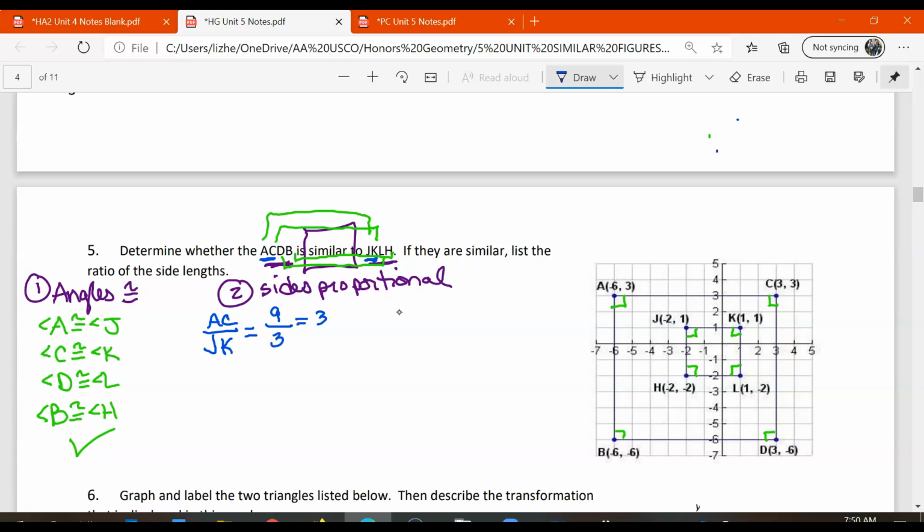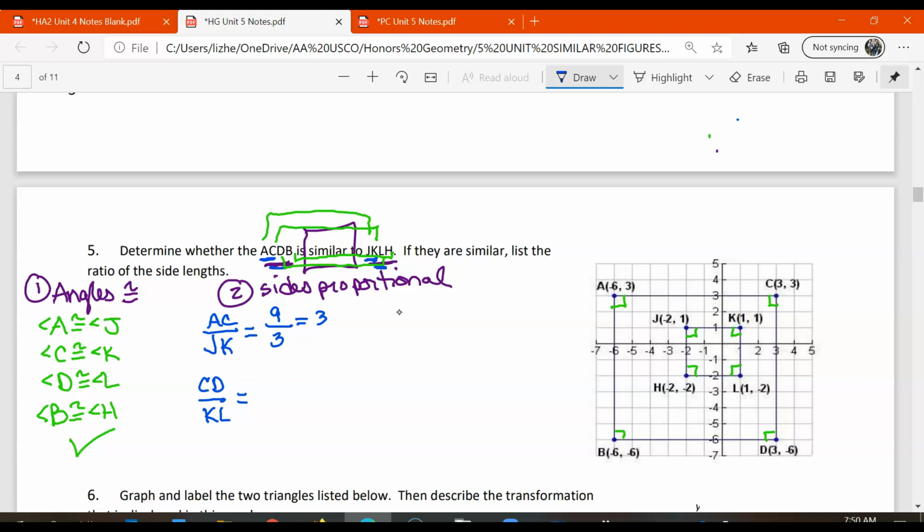That simplifies to 3. Let's do the next set of sides, which would be CD to KL. So CD to KL. Notice I'm consistent with the big sides of the triangle in the numerator. I just need to be consistent here.